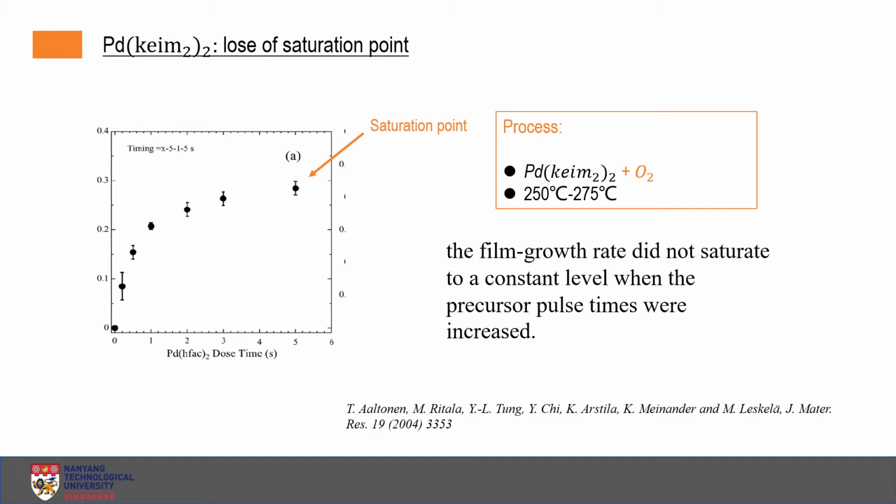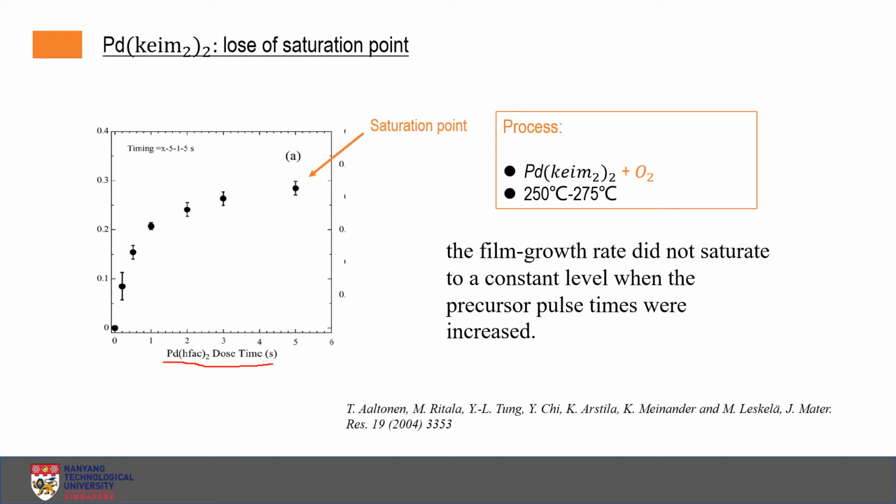The first precursor is Pd(keim)2. This precursor is used with oxygen. The temperature ranged from 250 to 275. Even though in this study, Pd thin film was finally fabricated, however, the film growth rate did not saturate to a constant level when the precursor pulse time was increased.